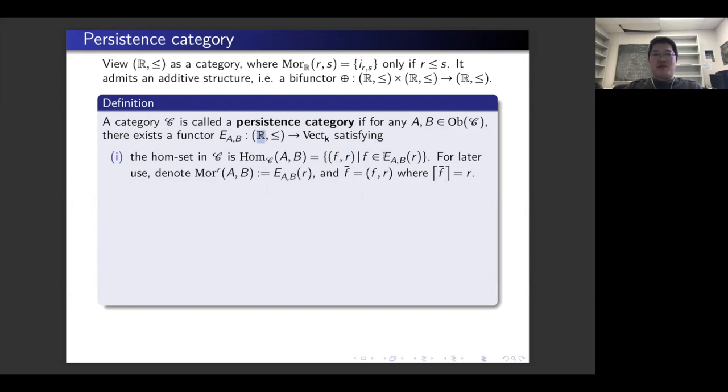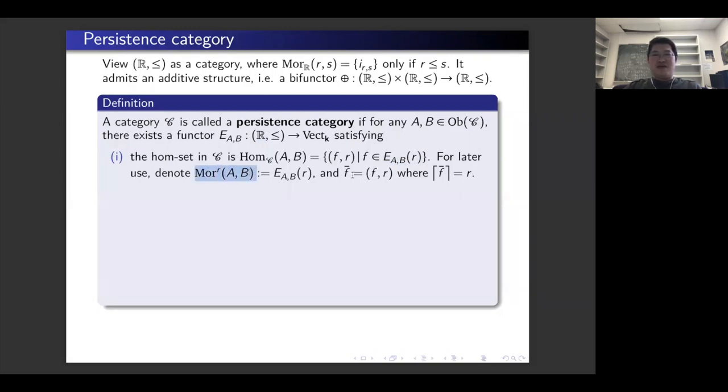So E_AB(R) will be just a vector space, and this f is a vector in this vector space. It's a collection of all such pairs. And I will use this notation, Mor_AB with the upper R here, which is conceptually more understandable notation. This means that this hom set is filtered by this R, and we call this the morphisms at level R. And when I say at level R, it really means smaller than or equal to R.